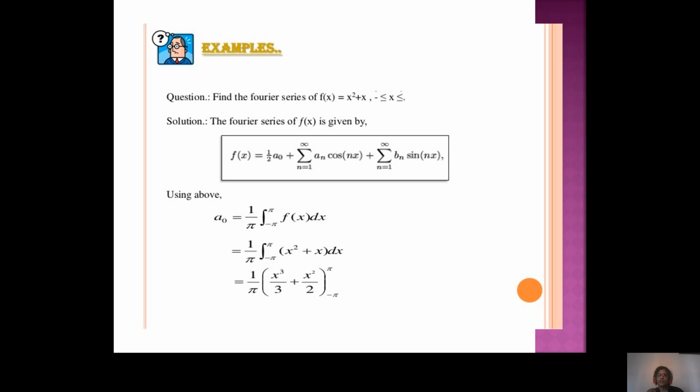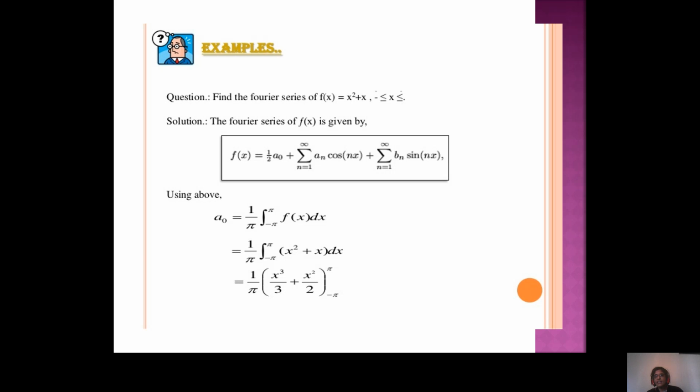So when you have to find it using this formula, you have to find a naught value, a n value and b n value. So how do we find a naught? a naught is equal to 1 by pi integral of minus pi to pi f of x dx. What is the f of x value they given? x squared plus x. So 1 by pi integral of minus pi to pi x squared plus x dx.